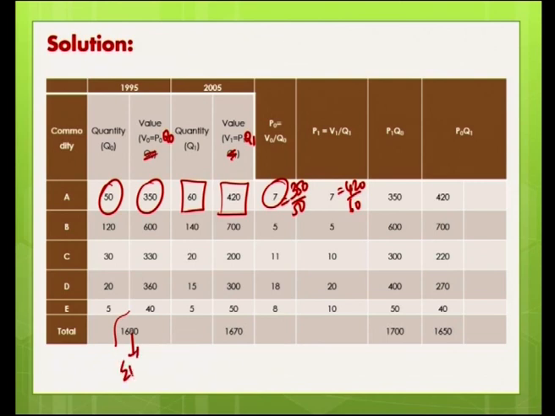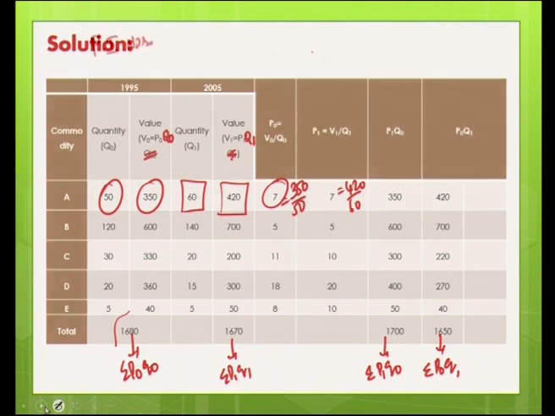This is summation P naught Q naught, and this is summation P1 Q1, and this 1700 is summation P1 Q naught, and this is summation P naught Q1. Next, Laspeyres price index numbers and quantity index numbers.